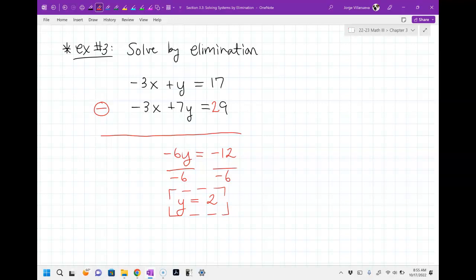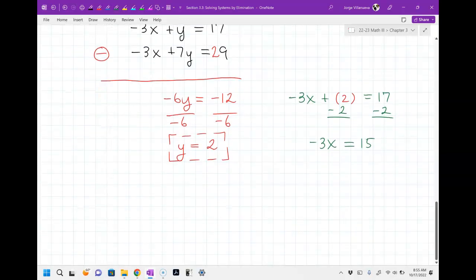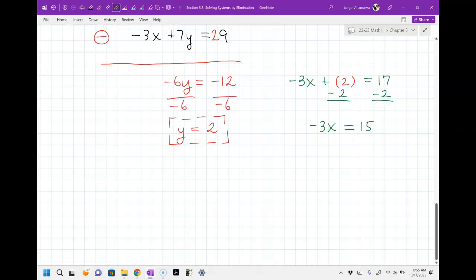You can pick at the top or the bottom. I'm just going to stick with the top one. Like I said, if you don't want to overthink it, just go straight to the top equation. So let's plug it into the top. Negative 3x plus a 2 is equal to 17. Now that's just a positive 2, so let's get rid of it by subtracting 2 on both sides. So that's negative 3x equals 15. And then divide everything by negative 3. So x is equal to negative 5.